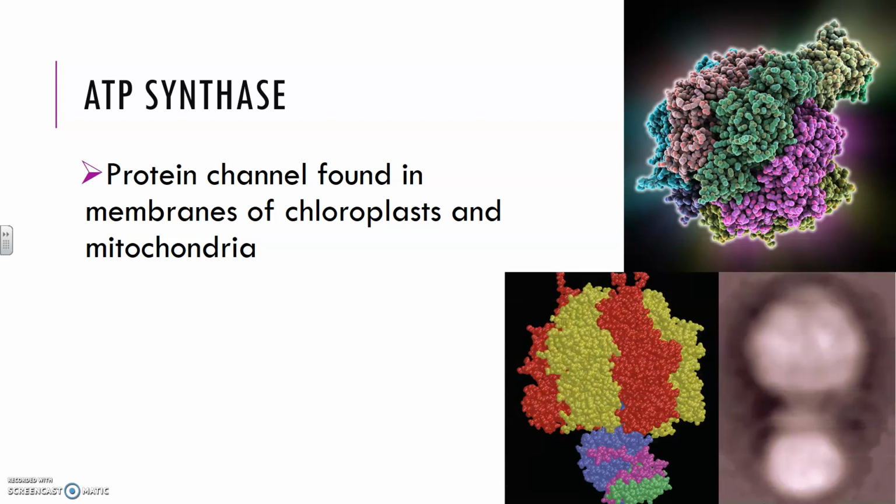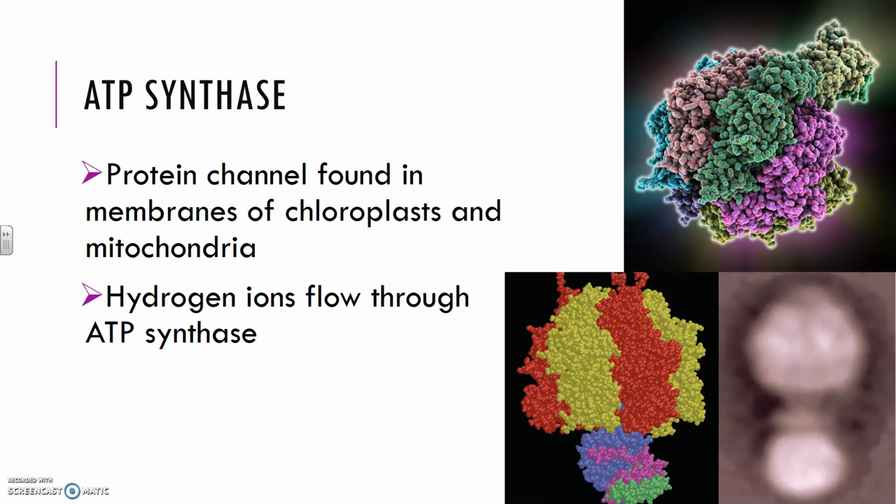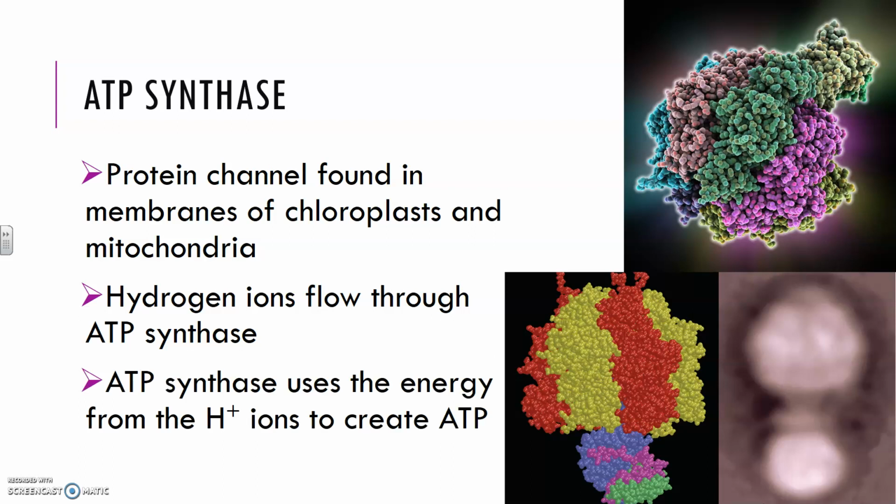These are some images of what it actually looks like. Okay, kind of looks like a mushroom. Weird little thing. But yeah, so hydrogen ions will flow through the ATP synthase. It is a channel, after all. And those hydrogen ions flowing through the ATP synthase will actually change the shape of the protein, which then allows it to facilitate the reaction between the ADP and the phosphate group. Okay, so the ATP synthase uses the energy from the hydrogen ions to create ATP.